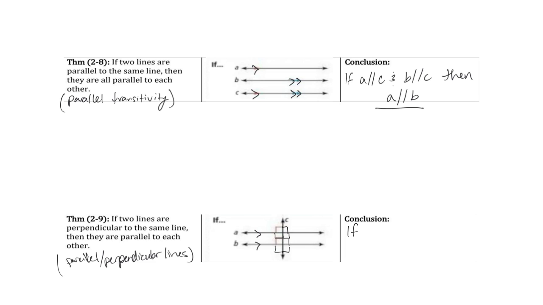So if A is perpendicular, the upside down T is the perpendicular sign, to C, and B is perpendicular to C, then we can say A is parallel to B. And those are all of our theorems.